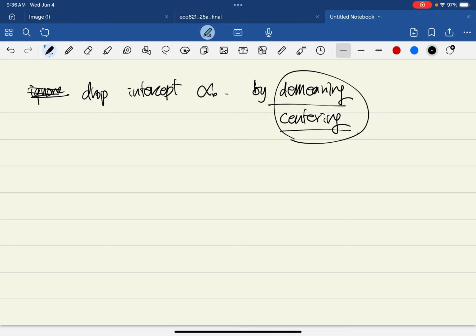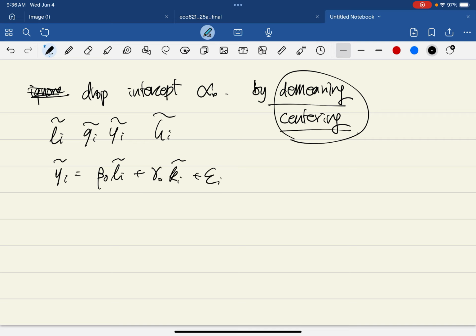So remember, we defined L tilde, G tilde, Y tilde, K tilde, H tilde, and all the tildes, and then we have Yi tilde equals beta 0 Li tilde plus, say, gamma 0 Hi tilde plus epsilon i, something like this. We dropped the intercept. The intercept does not exist anymore because everything has mean 0. Now we only have 2 parameters. As a result, we only need 2 moment conditions.